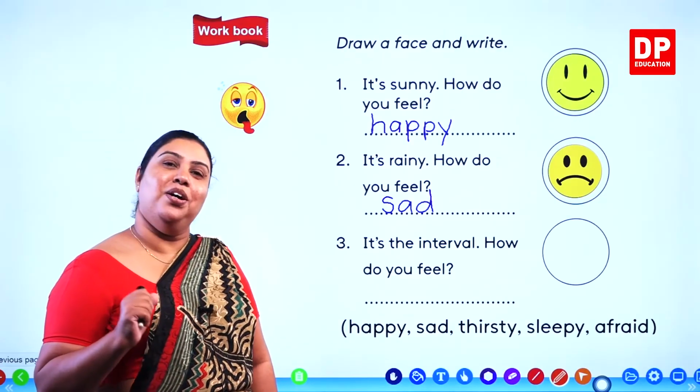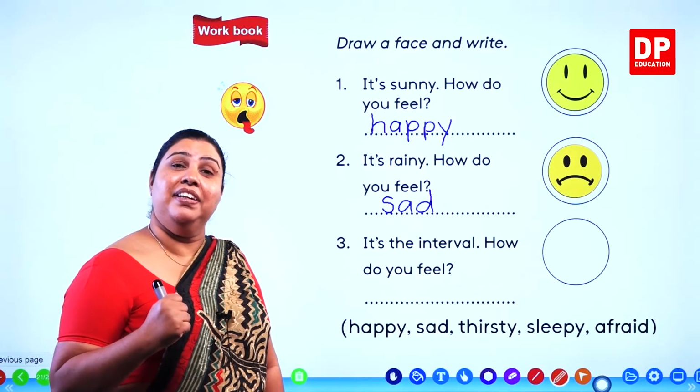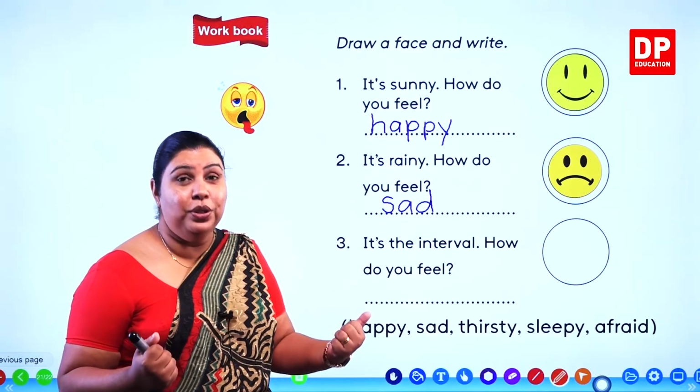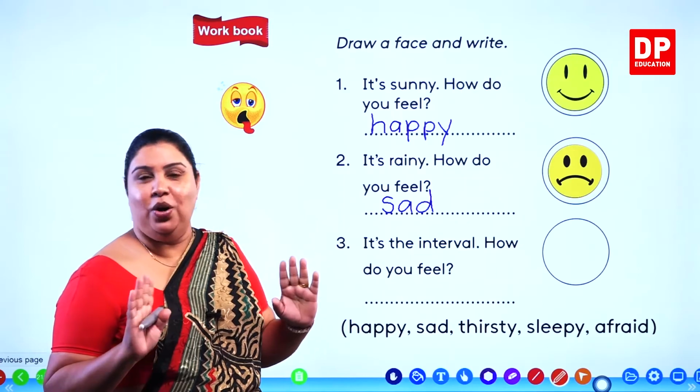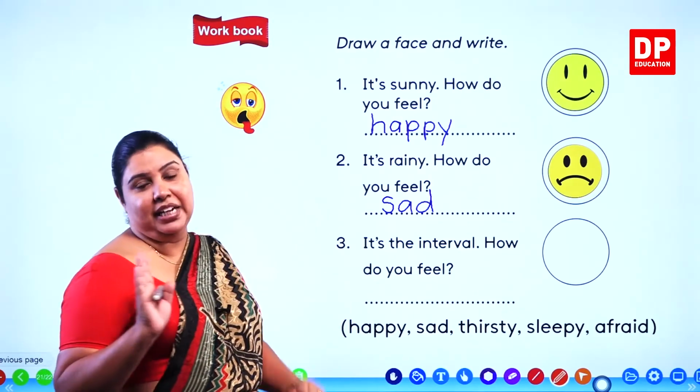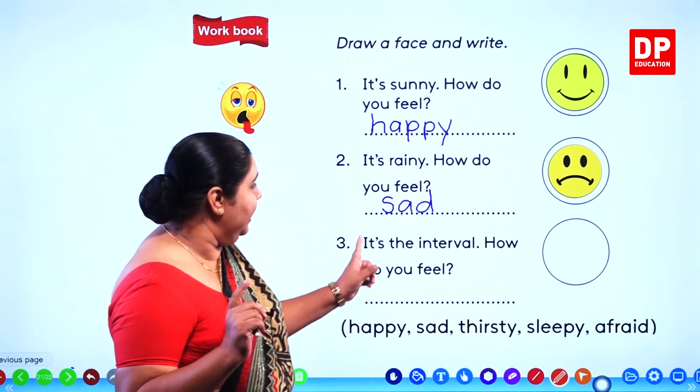No, you can't say you're sad. We don't feel sad at the interval, do we, son? We can have our food, we can go out and play in the playground. So you're happy, you're not sad. You can say happy, that's okay. Then it's the interval time.